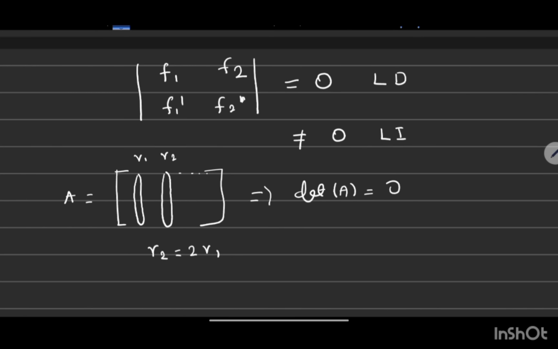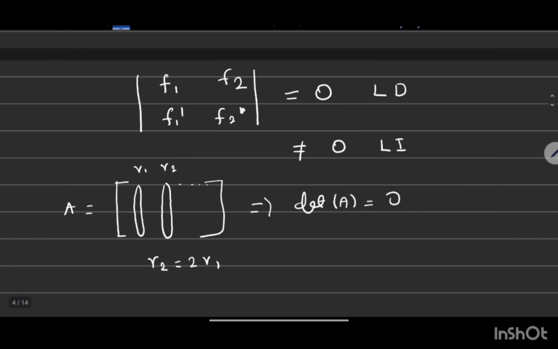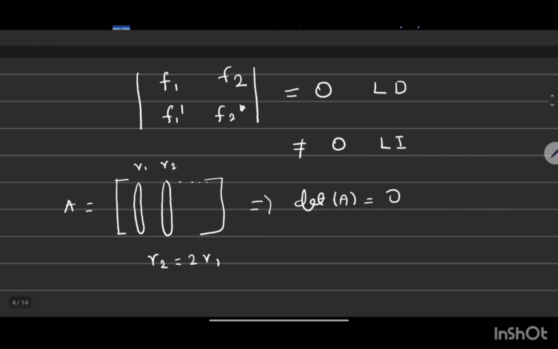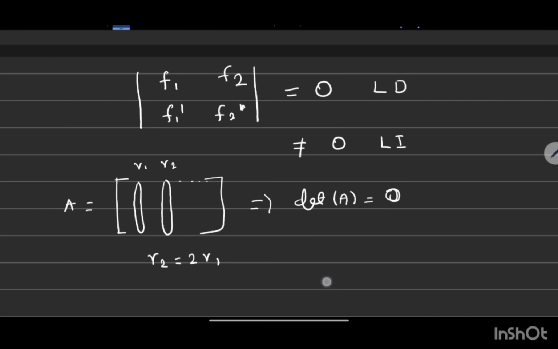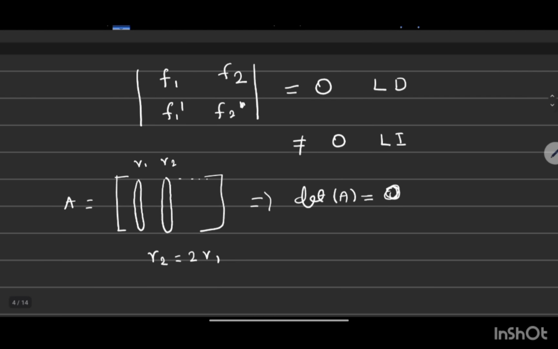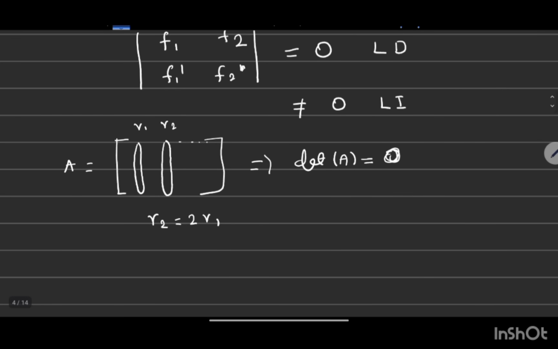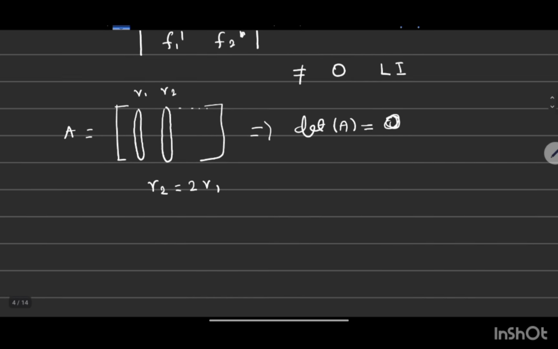We know the vectors we usually express by components as a matrix. So when you express them, if the components are linearly dependent, the vector set will also be linearly dependent, and the Wronskian determinant should be equal to 0. This is nothing but the determinant of the matrix. If it turns out to be 0, then this vector set will be a linearly dependent set.